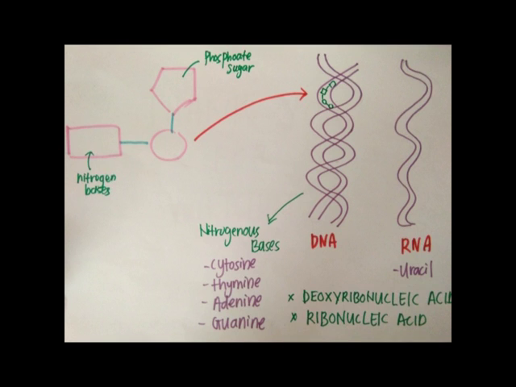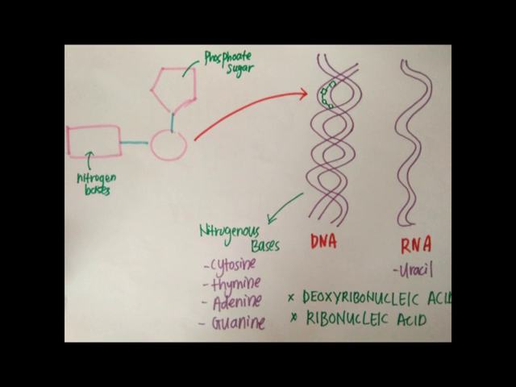Nucleic acid is made of nucleotides, which are composed of one sugar, a phosphate group, and nitrogen bases. There are two families of nitrogenous bases, pyrimidines and purines. Pyrimidines have a six-membered ring of carbon and nitrogen. The members of pyrimidines are cytosine, thymine, which is only found in DNA, and uracil, which is only found in RNA.